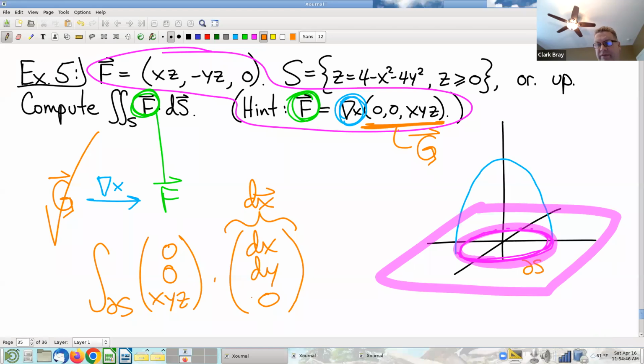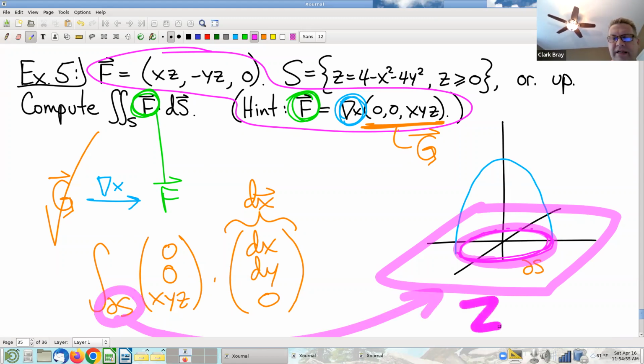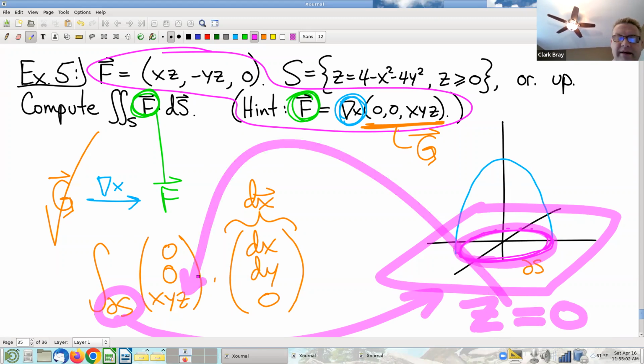And the other observation that you can make is that, as I just said, on our curve, z is 0, and that makes that 0. Right? So for more reasons than we need, this dot product is 0, and therefore that integral is 0. So, you know, take your pick.